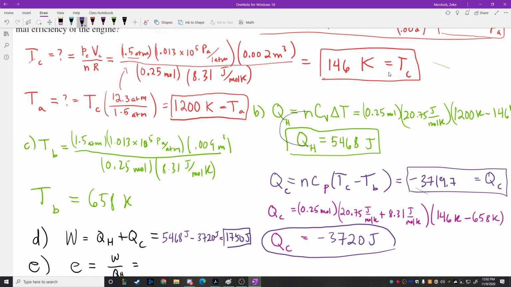This problem is odd, by the way, so if we want to, we can look the answers up at the end. So 1750 joules now divided by QH, which was 5468. It's going to be a lot less efficient now. 0.32, which is about 32%.